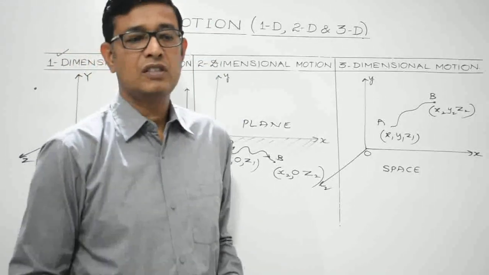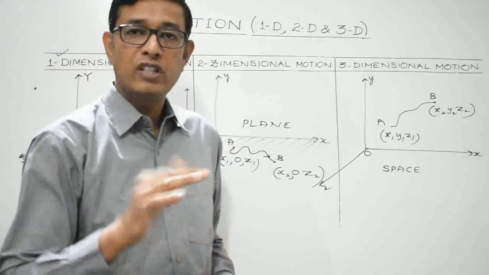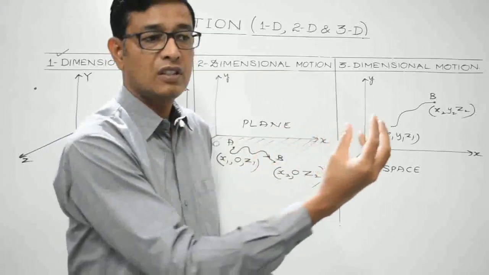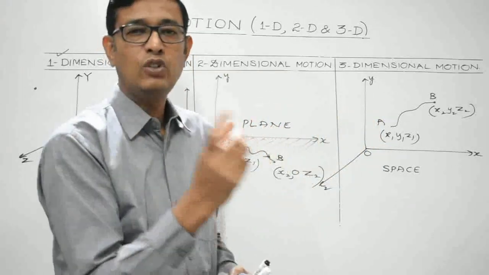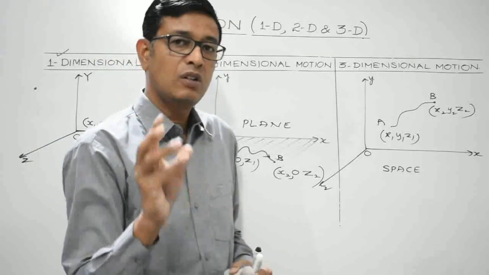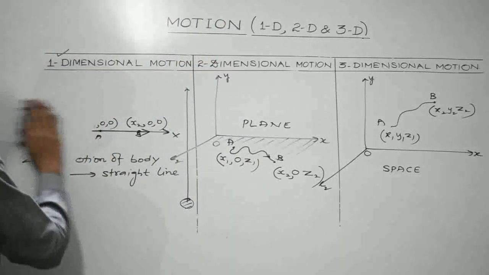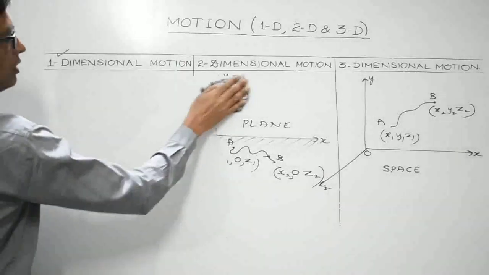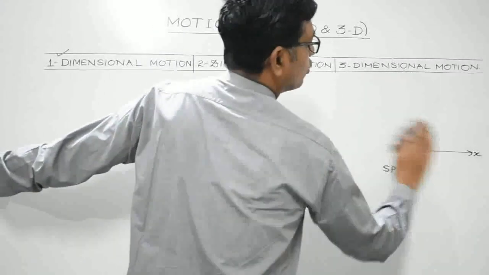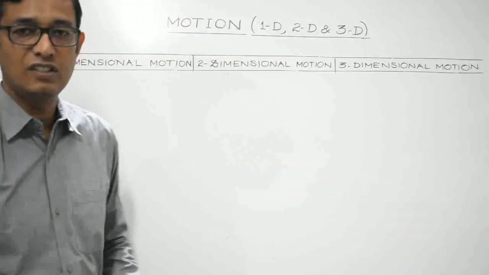Let's discuss some important situations. Can you tell me, the revolution of Earth around the Sun, can you identify which type of motion this is? Whether it is one-dimensional, two-dimensional or three-dimensional? Just try to think over it. Consider the case of revolution of Earth around the Sun.